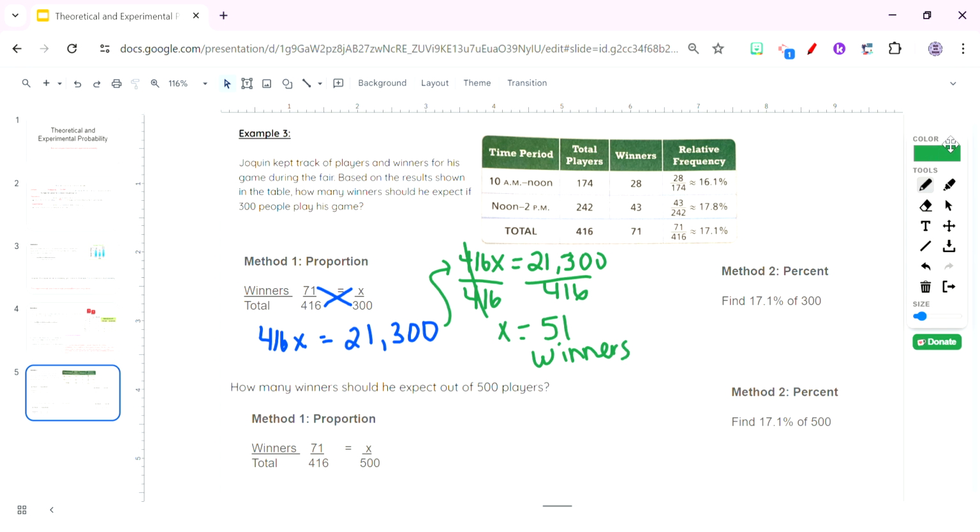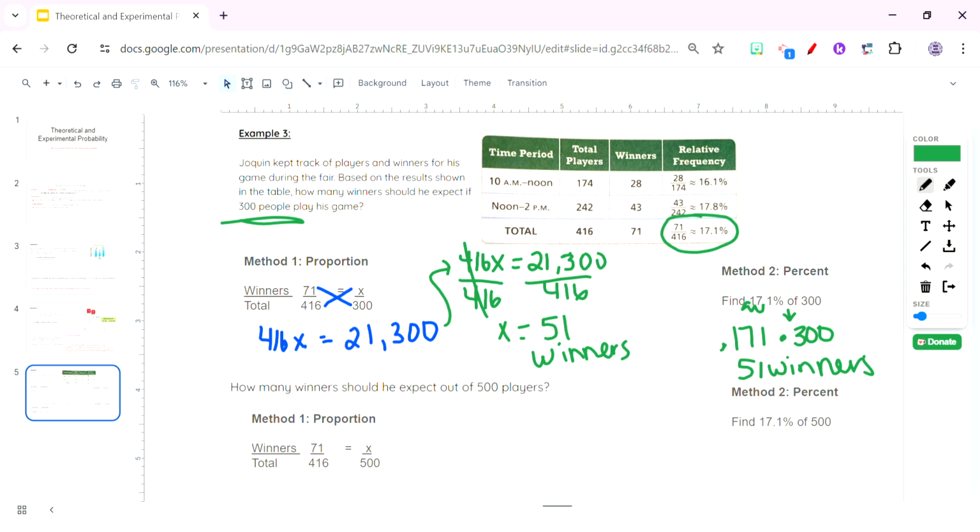Okay, the second way you can look at this is, well, you know that 17.1% of the total are winners. So what you could do is find 17.1% of now the 300 people playing your game. So what you would do is move the decimal 2 places to the left. So you would have 0.171. The "of" turns into multiplication times 300. Okay, and then when you go to solve that, you do get about the same thing, which is about 51 winners.